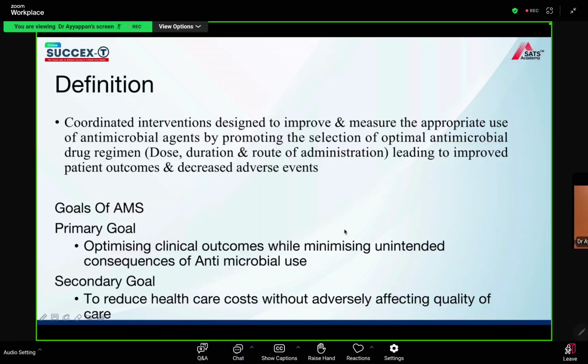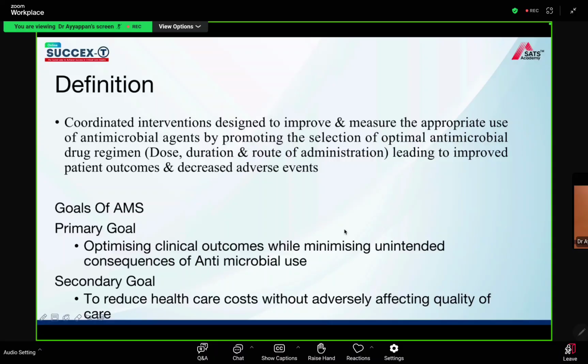and decreased adverse effects. What everyone thinks antimicrobial stewardship is about is not using antibiotics at all. No, it doesn't work that way. It is something where you use the antibiotic in an appropriate way so that you reduce the complications related to it. So the primary goal of antimicrobial stewardship is to optimize the clinical outcomes, but at the same time minimize the unintended consequences of antimicrobial use.